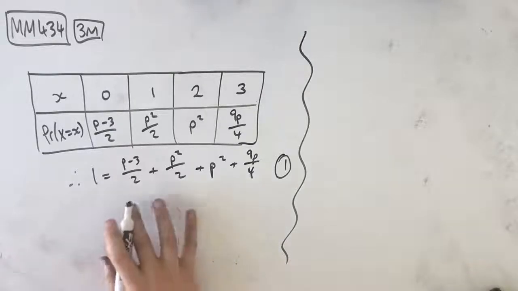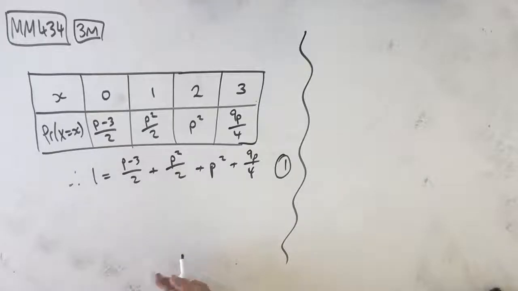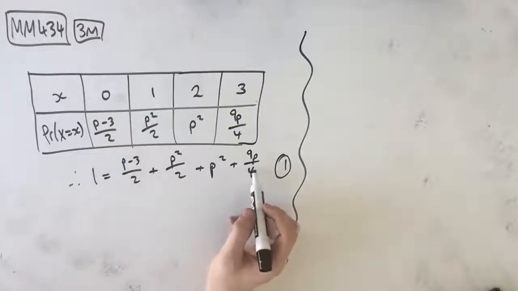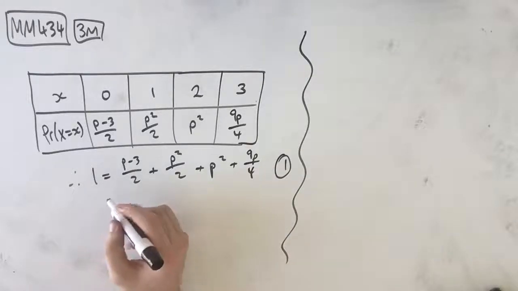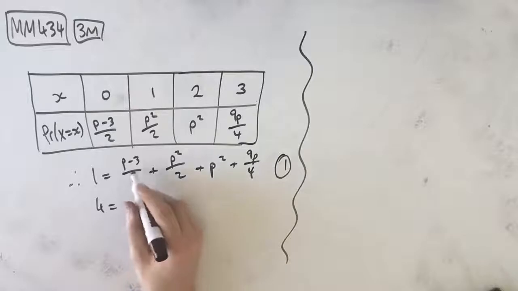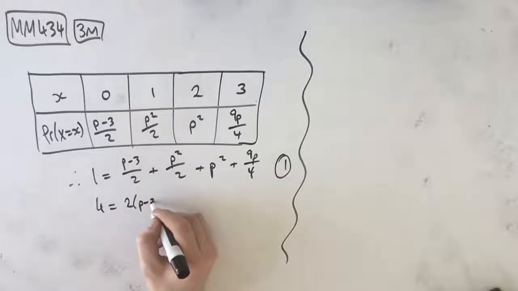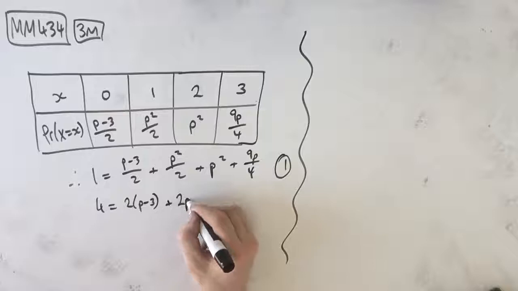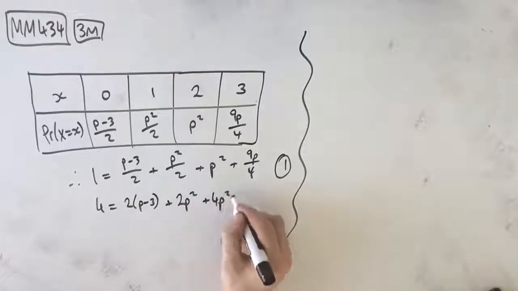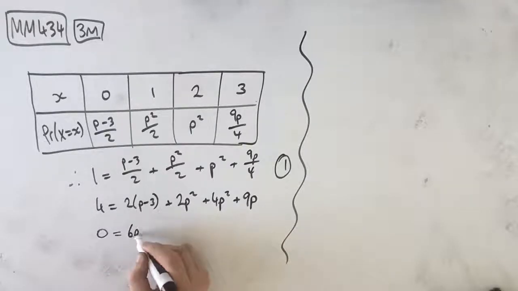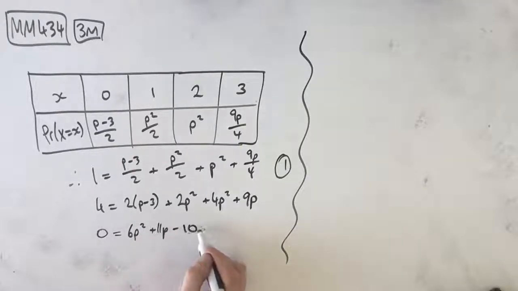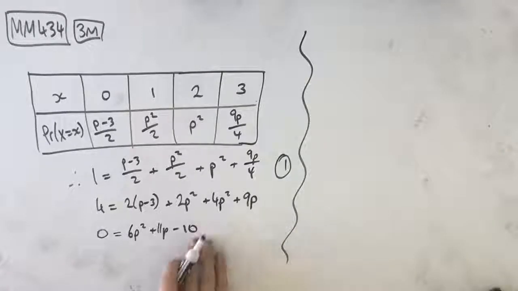Now, in order to solve this without a calculator, because we don't have a CAS, remember, the easiest thing to do would be to actually multiply everything by 4 to get rid of this 4 on the bottom here. So what happens is we end up with 4 is equal to, now multiplying this by 4, we have 2(p take 3) plus 2p squared, plus 4p squared, plus 9p. Awesome. And then merging everything together, we get 0 is equal to 6p squared plus 11p take 10. Oops, already had that.